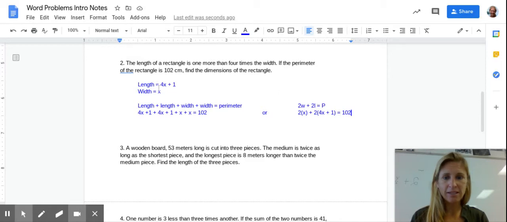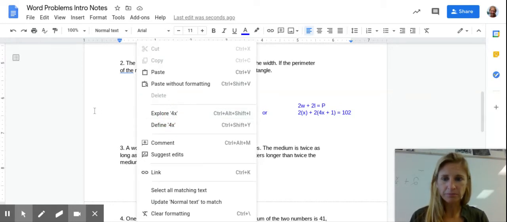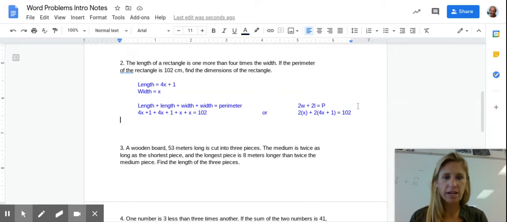Just remember that length is an expression. That's not just one term. That 2 needs to get distributed. For right now, I'll leave us probably with this one. Okay, and I'll go down to this step.